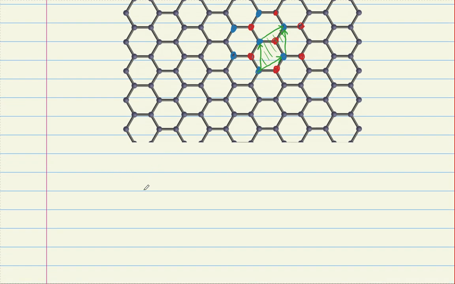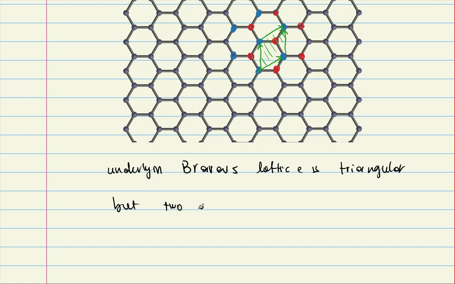So let me call it: the underlying Bravais lattice is triangular, but two of them overlap with a shift.